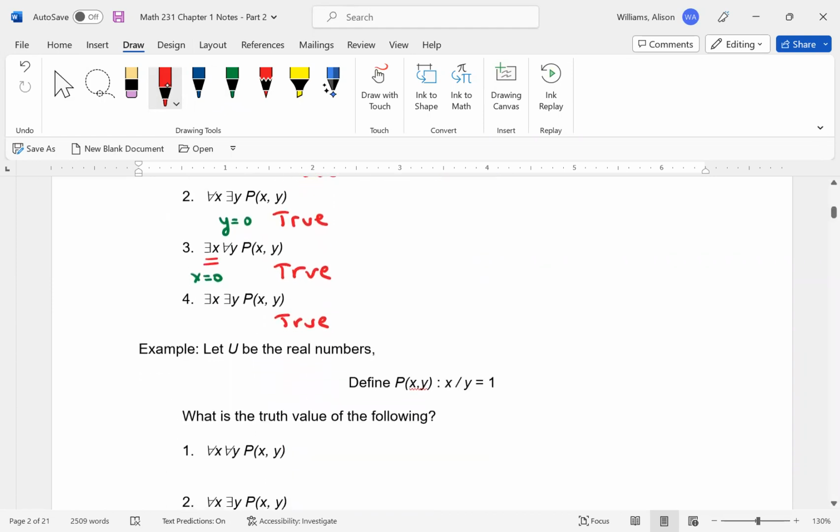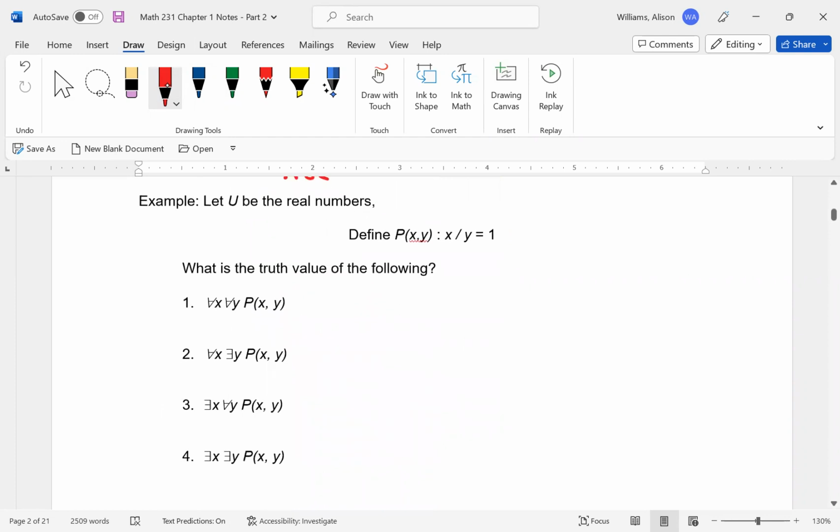All right, let's look at another example. This time, x divided by y equals 1. So I hope, based on the last one, you understand that the minute we start making for all statements, it's going to be a lot more difficult. We might be able to find an example that doesn't work. So, for all x, every real number and every y value, when you divide them, you equal 1. That's completely false.